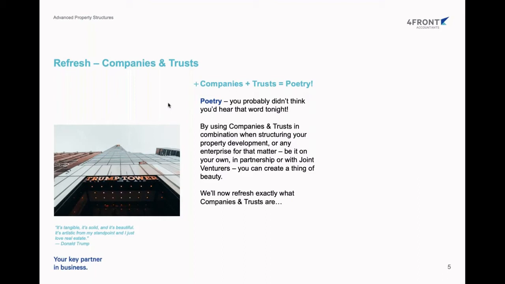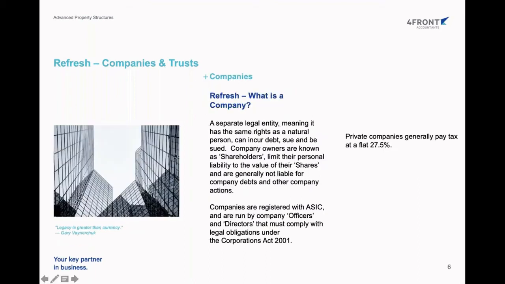So now I'll just quickly go on to give us a quick refresh on companies and trusts. And isn't it timely, or apt, that I've got a Trump quote in there, given what's going on in the world at the moment?